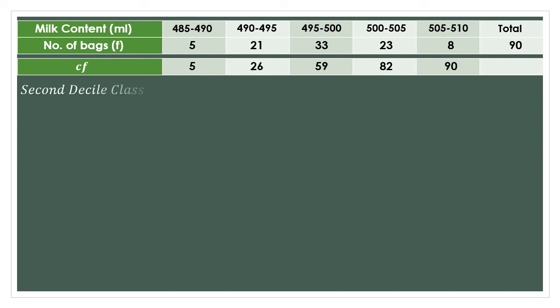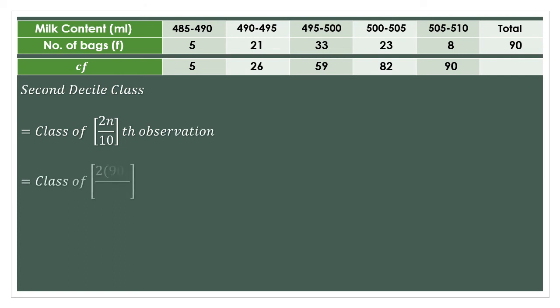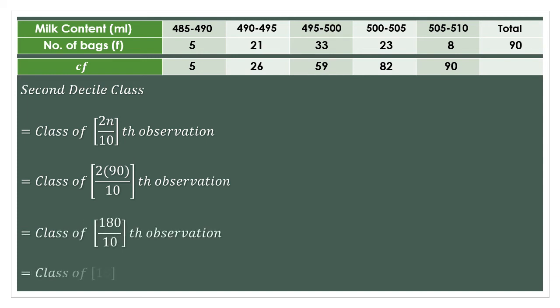Now we are supposed to calculate the second decile class. That is, we are supposed to calculate the second decile, and for that we need to calculate its class. Because it's the second decile, it will be 2n upon 10. That means 2 into 90 divided by 10. That is 180 divided by 10, getting us the answer of the 18th observation.